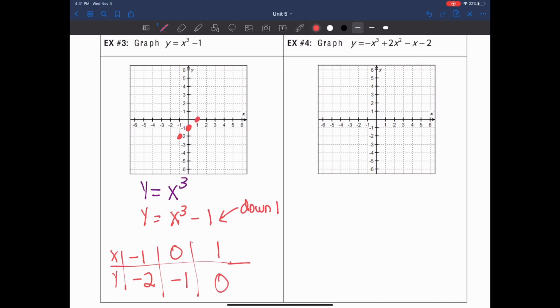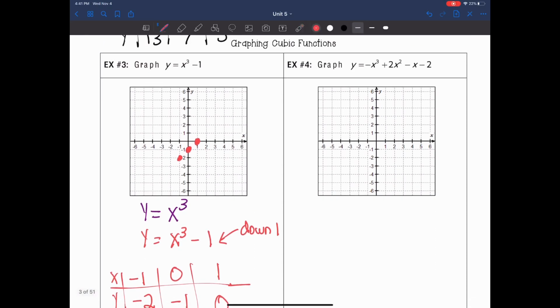Okay, we know that since this is an odd function and my LC, leading coefficient, is positive, that means I'm going to be going uphill, or up on the right and down on the left. So the general graph of x cubed minus 1 is going to be going uphill on the right and then downhill on the left. And that is what my graph is going to look like.